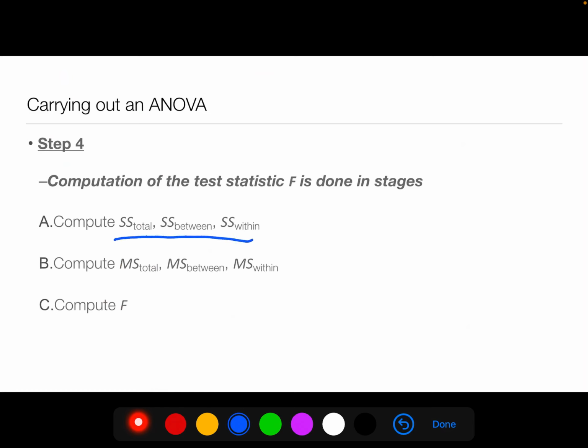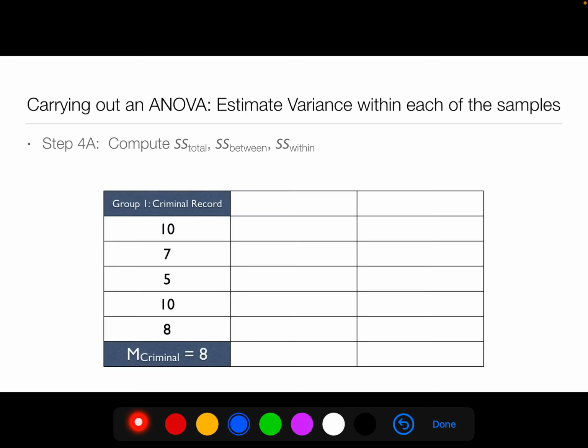In B, we don't actually need to calculate our mean squared total. We will calculate our mean squared between and our mean squared within, but that's just that tattooed formula that's on my forehead: sums of squared divided by degrees of freedom for each of those sums of squared and each of those degrees of freedom. And so that isn't really that new because we've been doing that since chapter 4. And then that last stage will be compute our F statistic.